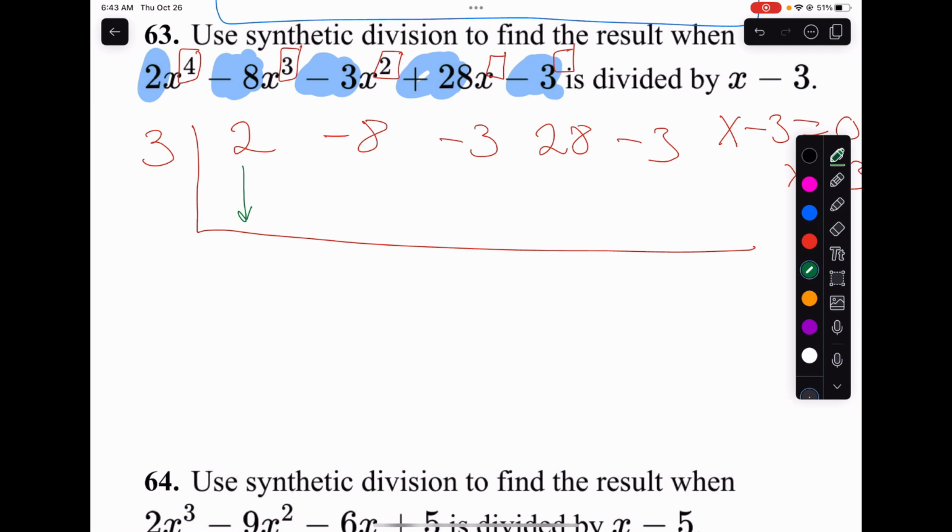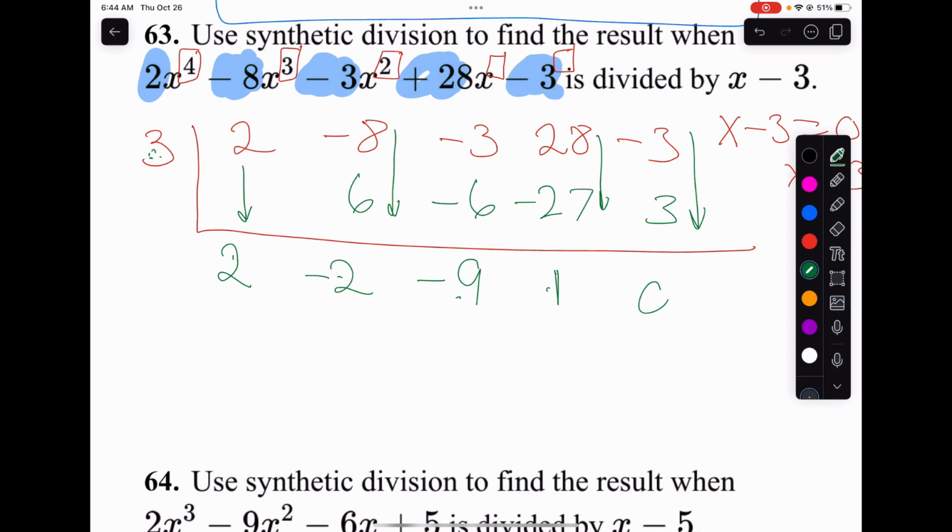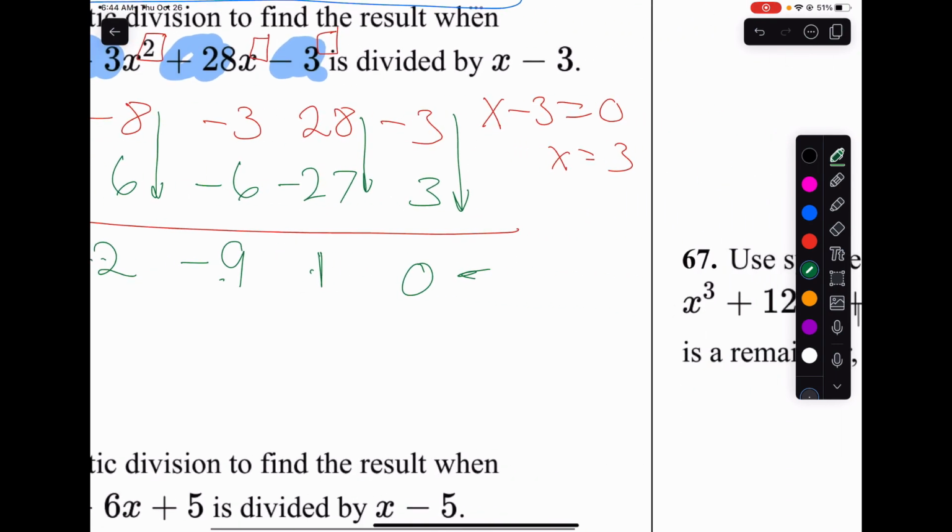We're going to drag the 2 down and multiply. 3 times 2, I get 6. Add it down, I get a negative 2. 3 times negative 2 gives me a negative 6. I get a negative 9. 3 times negative 9 gives me a negative 27. I add down, I get a 1. 3 times 1 gives me 3. I add down, and this last number is my remainder.